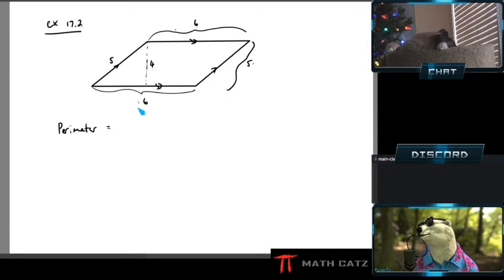Let's go around this way. 5 plus 6 plus 5 plus 6. And, oops, it's an ugly 6, I apologize. And by them giving me this, I guess, height of the parallelogram, doesn't play a role in the perimeter calculation. So I have 22, and I'm done.